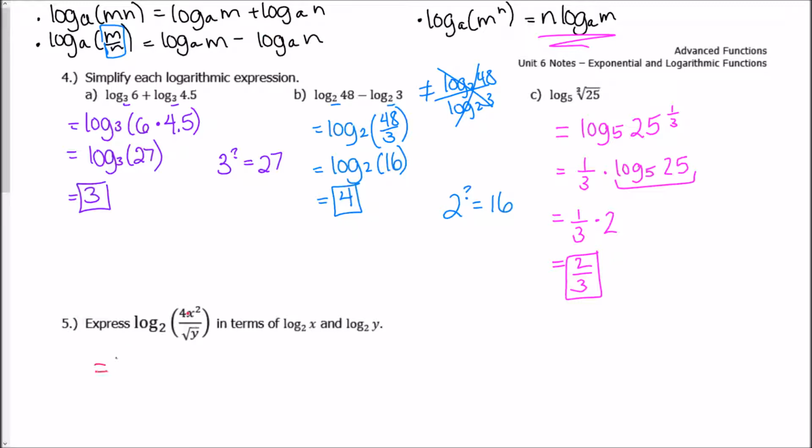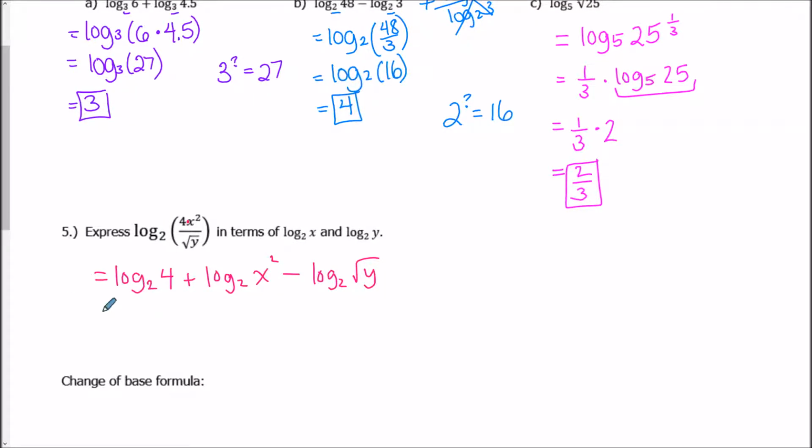So I can say that this is the same thing as log base 2 of 4 plus, because we've got multiplication here, we can split it up into addition, log base 2 of x squared, okay, minus, because we've got division here, log base 2 of the square root of y. Okay, so now that I've done that, log base 2 of 4 is simply 2. And then I can bring this 2 out in front because it is an exponent. So I can say plus 2 log base 2 of x. And now I have it in terms of log base 2 of x.